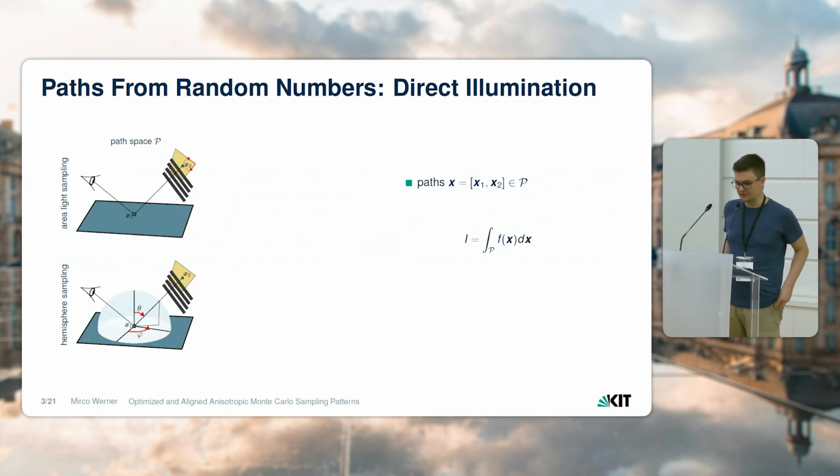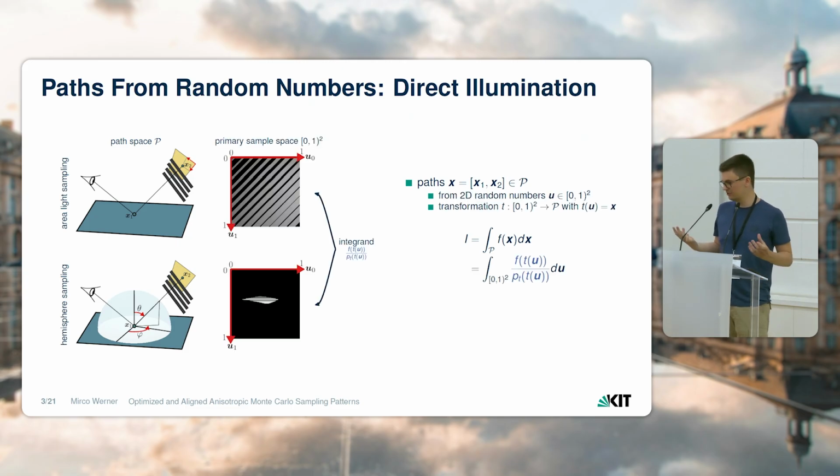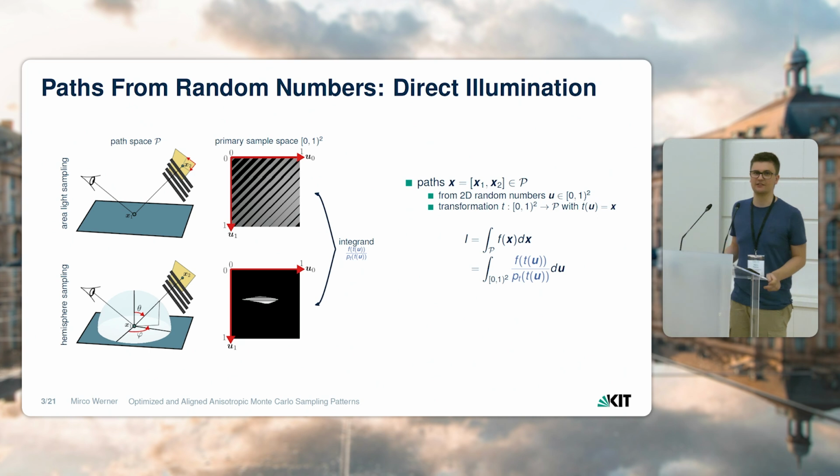Mathematically speaking, what we're doing here is we integrate over all these paths that connect the light source over one bounce with the camera. Instead of integrating over this path space domain, we can also rewrite this as integrating over this 0, 1 square random number domain, which means that we use some form of transformation to map a point to, for example, a point on the light source or to a direction on the hemisphere.